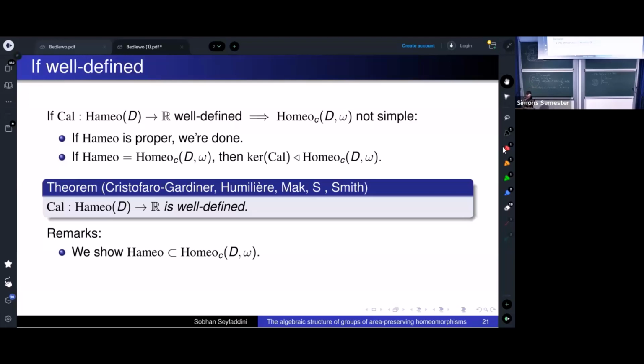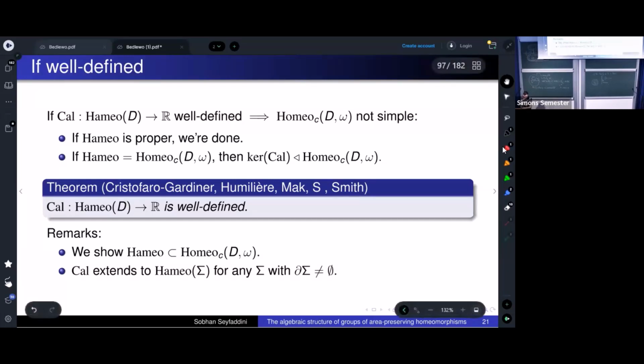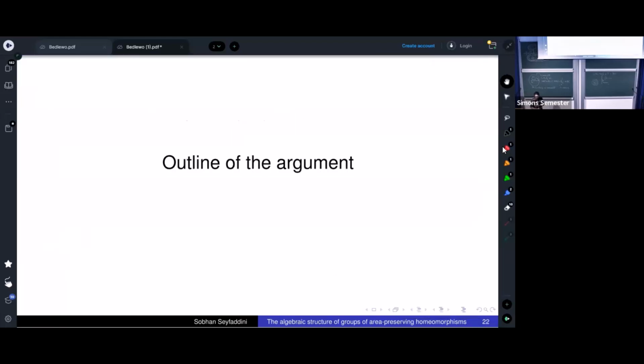Okay, so how do we extend Calabi? I haven't said much about symplectic geometry. Actually, we extend Calabi for any surface. As I said, I'm focusing on the case of the disk, but for any surface with boundary, the Calabi invariant is well defined, and the same argument actually works in all surfaces. So this is the statement we are going to prove, and what I'll do now is give you the outline of the argument.